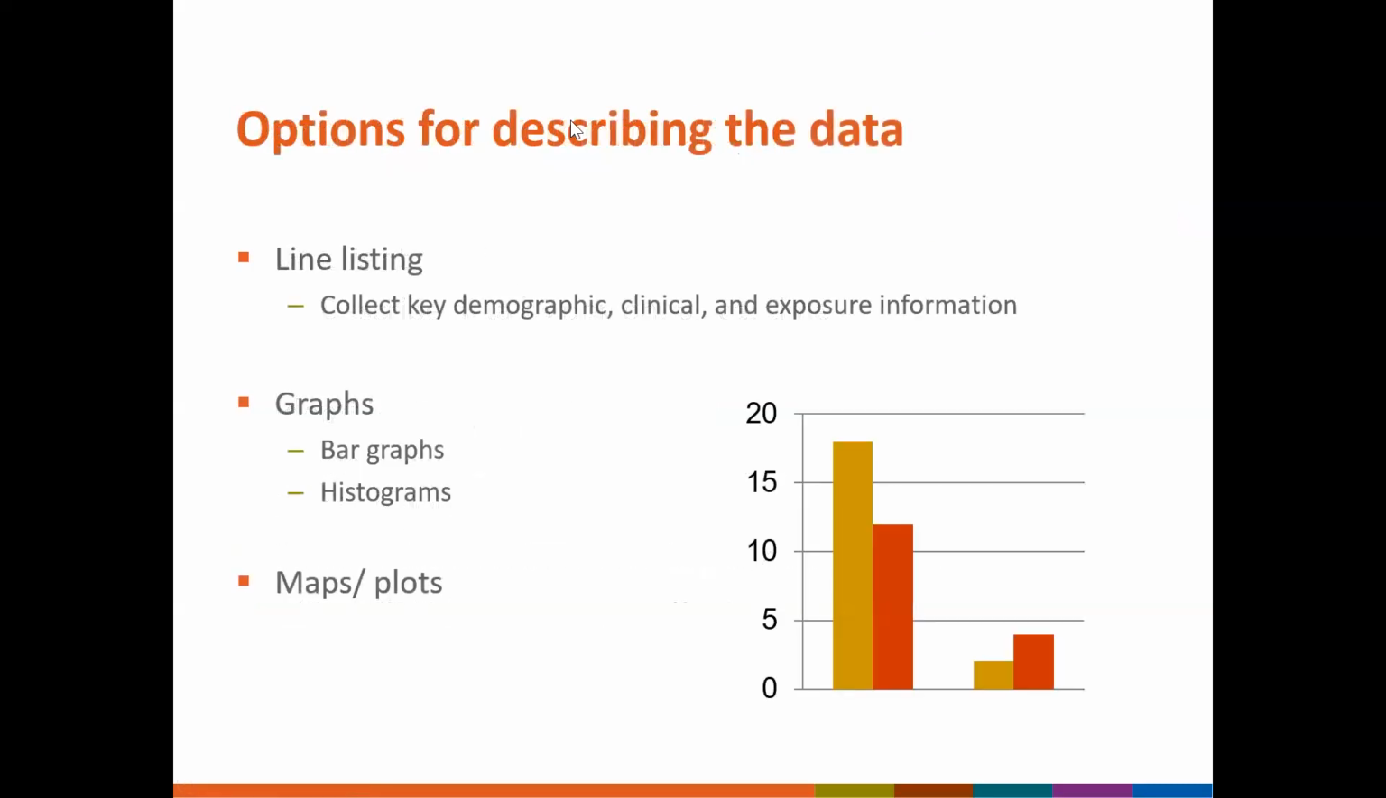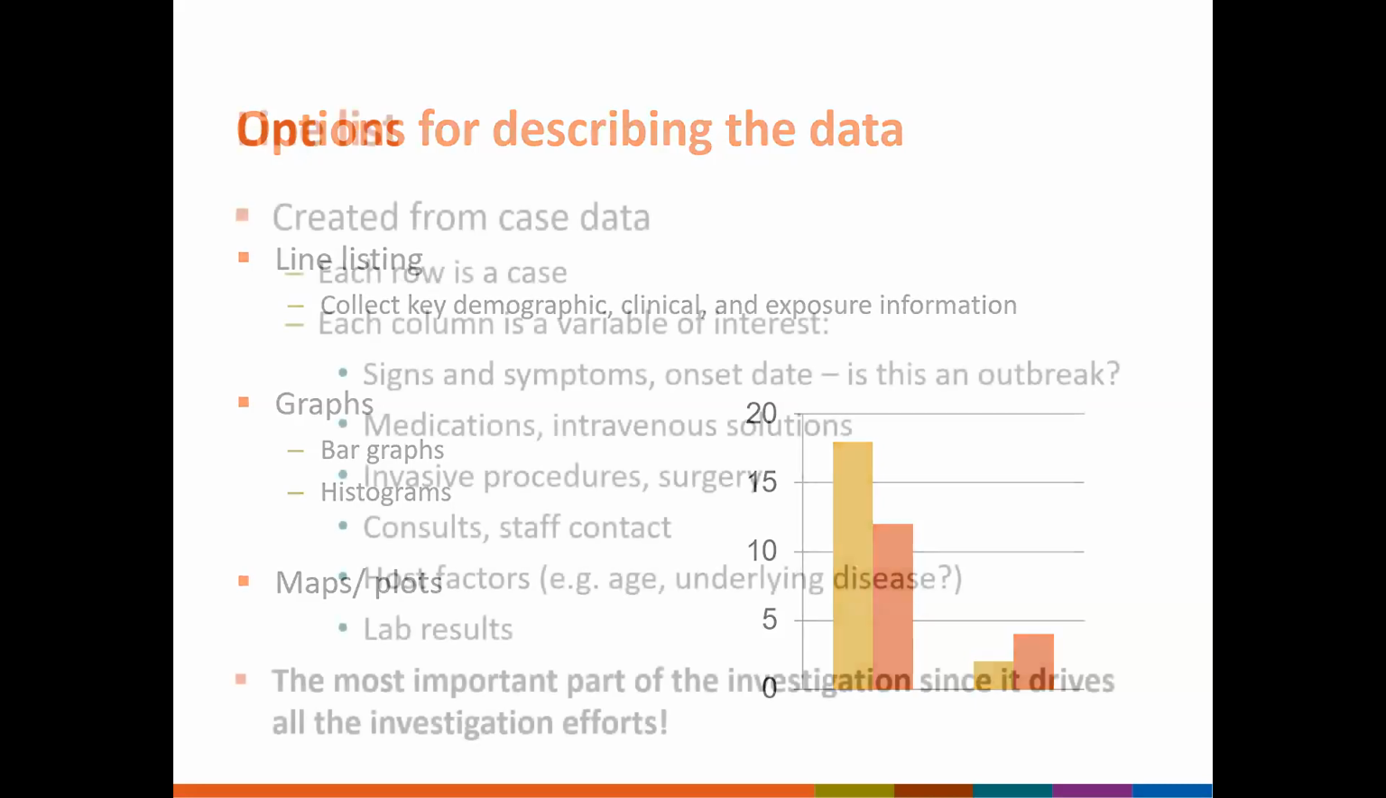The options for describing the data using descriptive epidemiological analysis: first is line listing. A simple Excel sheet can be enough. You will put all the fields as columns, and each case will be a row in that particular line list. You will be collecting, as already mentioned, demographic, clinical, and exposure information. You can present your data as graphs or histograms, like bar charts. For location, you will present it as a spot map. So let us see how it looks.